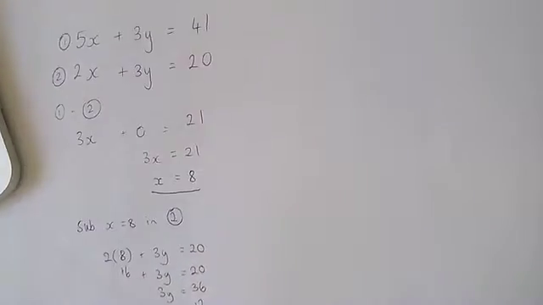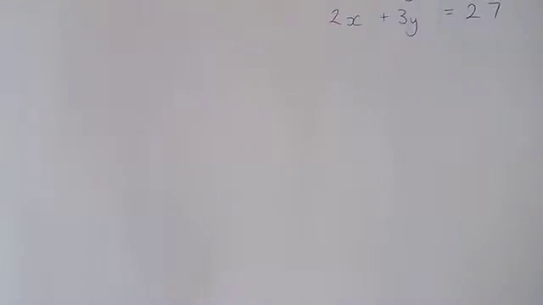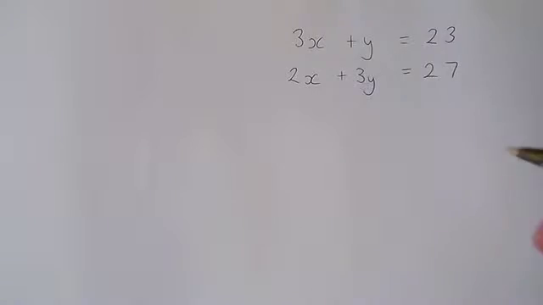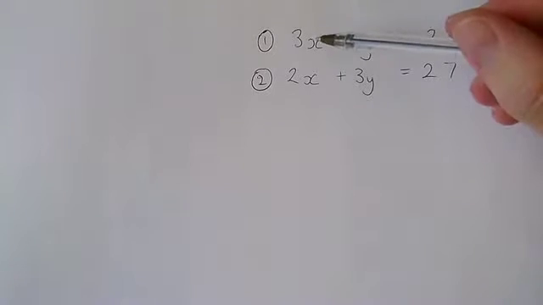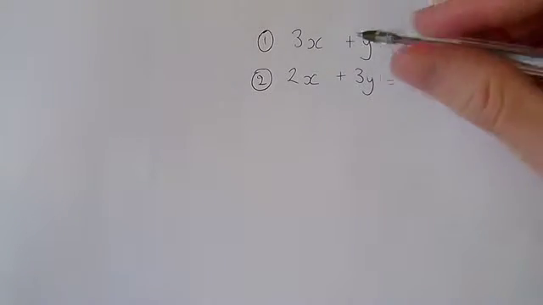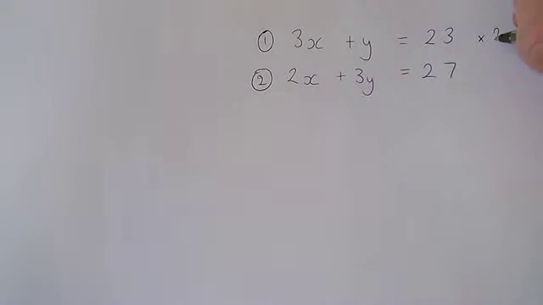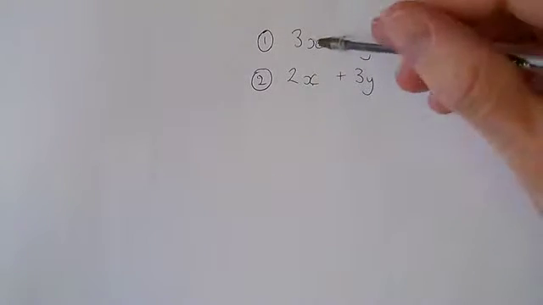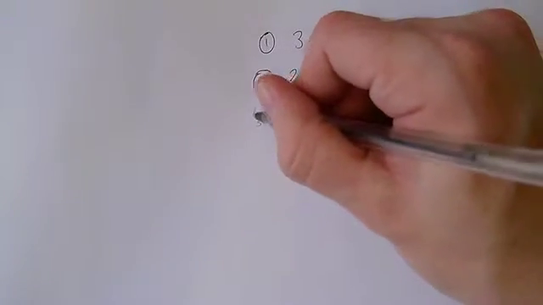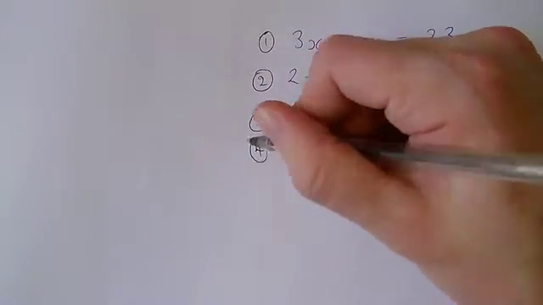Question 2. So question 2 up here, I'm going to call them 1 and 2 again. Now this one's harder because they have different letters. I'm going to get the x's the same, so I'm going to times this one by 2 and this one by 3. So that one was by 2 because that one was by 2, that one by 3 because that one's by 3. And that creates two new equations, 3 and 4.